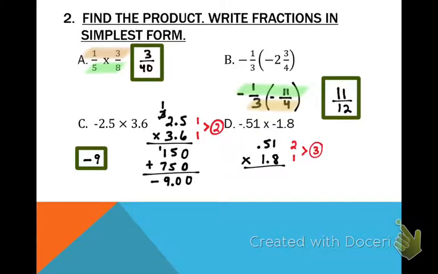Let's multiply this together. 1 times 8? 8. 5 times 8? 40. Put the 0 as a placeholder. 1 times 1? 1. 5 times 1? 5.